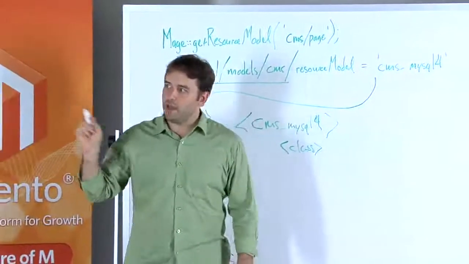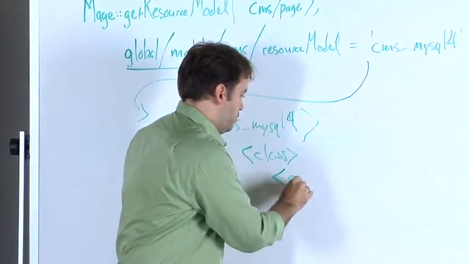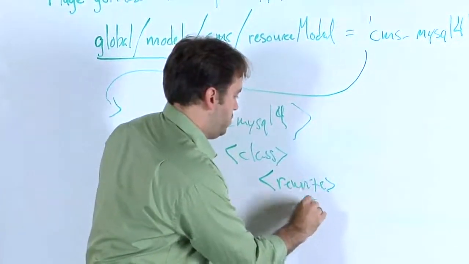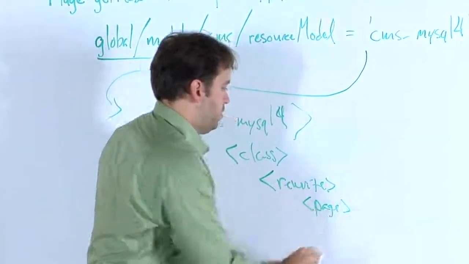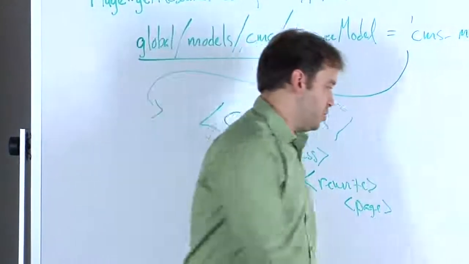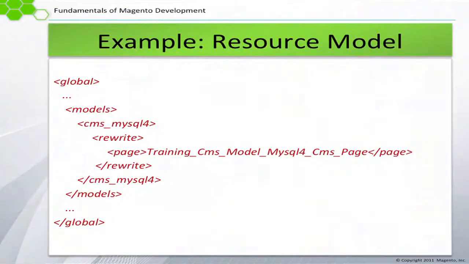Because we match page against rewrite, page. If this is found when we go here, we just use whatever class we specify. In this case, Training CMS Model MySQL 4 CMS Page. Again, it could be whatever we want, the name, and therefore the path.